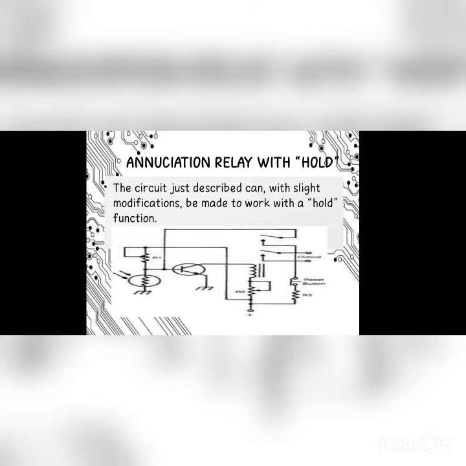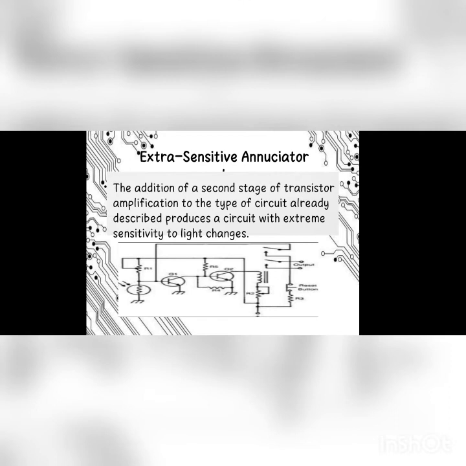Annunciation relay with hold. The circuit just described can, with slight modification, be made to work with a hold function. Extra sensitive annunciator. The addition of a second stage of transistor amplification to the type of circuit already described produces a circuit with extreme sensitivity to light changes.